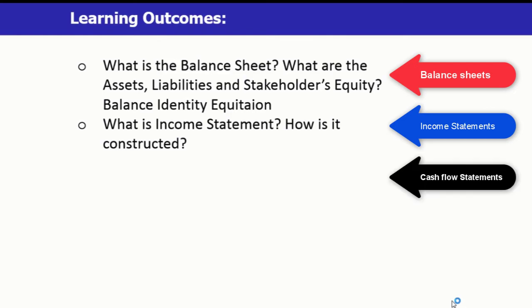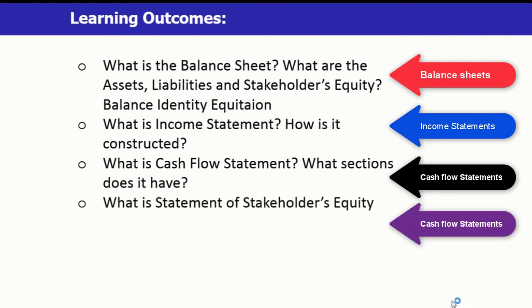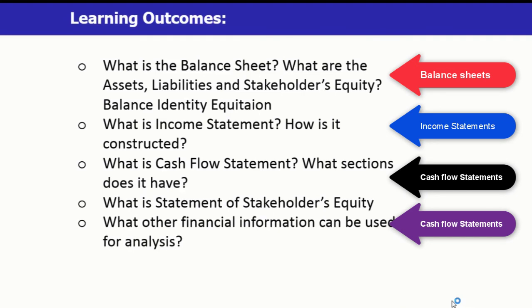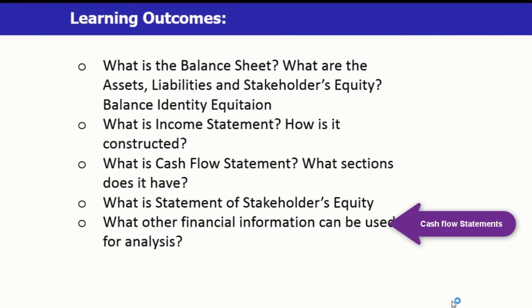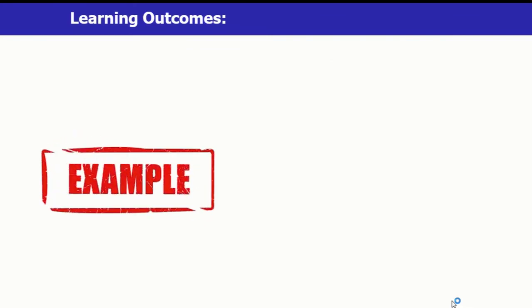After that, we will examine another main financial statement, which is the cash flow statement and its sections. Cash flow is divided into 3 sections, and we will examine each section in turn. We'll then briefly cover the statement of stakeholders' equity and what other types of information exist for investors to analyze the firm. And all this will be taught through a comprehensive example of a fictitious company called Global Auto Corporation.